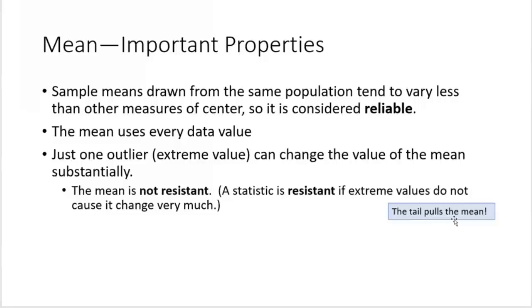So I'll explain what that means again when we have our visual, but this is to kind of help you remember that the mean is not resistant because the tail pulls the mean, and I say it like that because, again, just how do you remember this?